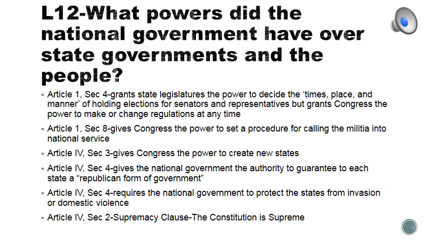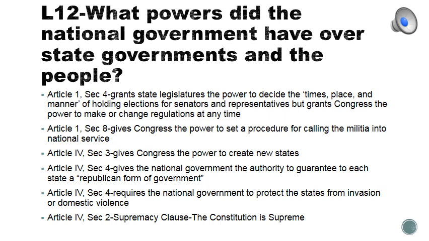Article 1, Section 8 gives Congress the power to set a procedure for calling the militia into national service. That is definitely power that they have. States, even today, have National Guards. The National Guard is directly under the supervision of governors, but the president can call the National Guard into active duty. Article 4, Section 3 gives Congress the power to create new states.